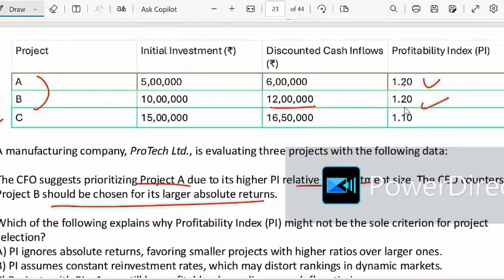But here is a twist. Project A gives you 1 lakh profit, isn't it? You can see you have invested 5 lakh and discounted cash inflow is 6 lakh. And project B is giving you 2 lakh profit. You can see it here. So even with the same PI, which gives you more money? Obviously project B.